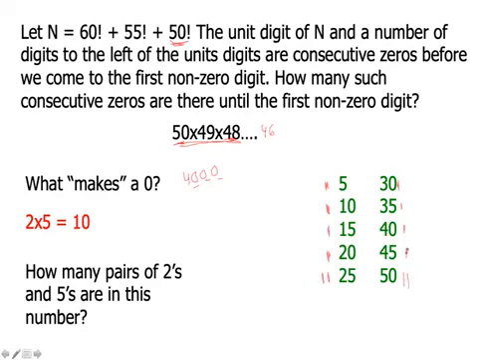Let's count them up. 2, 3, 4, 5, 6, 7, 8, 9, 10, 11, 12. I have 12 5s that I can pull out of this number, which means I can match them with 12 2s, which will give me 12 zeros. The correct answer to this question is 12.